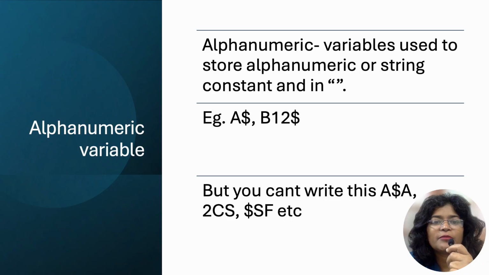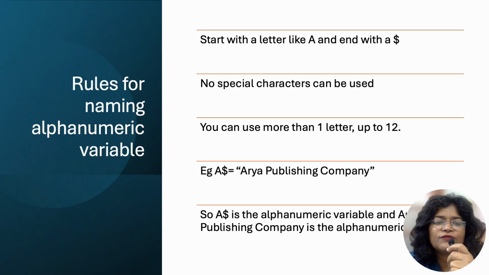Alphanumeric variables are used to store alphanumeric or string constants in inverted commas. Example, $B12. You cannot write $A, you cannot write 2CS, you cannot write $SF. Rules for naming alphanumeric variables: you start with a letter like A and you end with a $ sign. No special characters can be used.